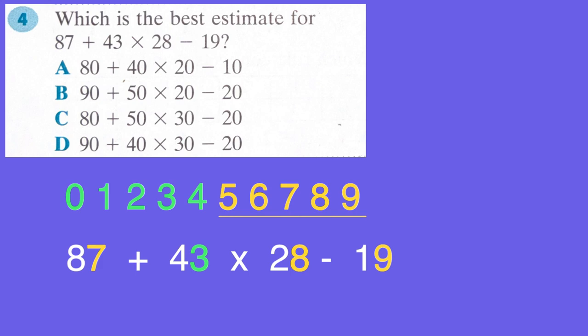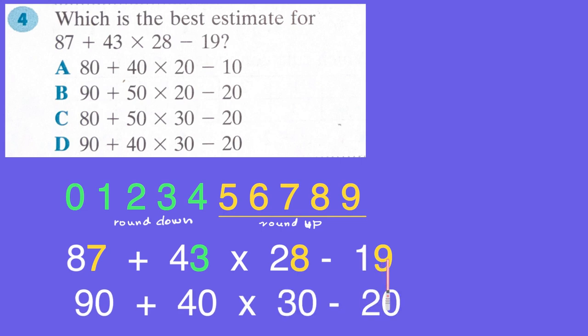Now, what does that mean? What does it mean if you have a yellow 5, 6, 7, 8, or 9? Well, it means that the digit beforehand is going to either round down or round up. So when we see the yellow digits, we'll round them up. And when we see the digits in green, then we're going to round the number down. And so our first number, 87, will need to be rounded up, and we'll have 90. And 43 will be rounded down, so 4 is just going to stay 4. 28 will be rounded up to 30, and 19 with a 9 at the end will also be rounded up to 20.